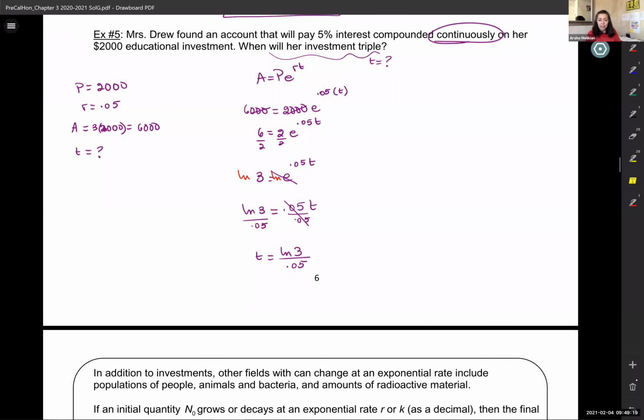It's always best to work symbolically, or with exact values until the very end, because carryover rounding error is a big thing, especially with e's and ln's and all that good stuff. So now I plug this into my calculator and I get 21.972, right? So this is about 22 years.